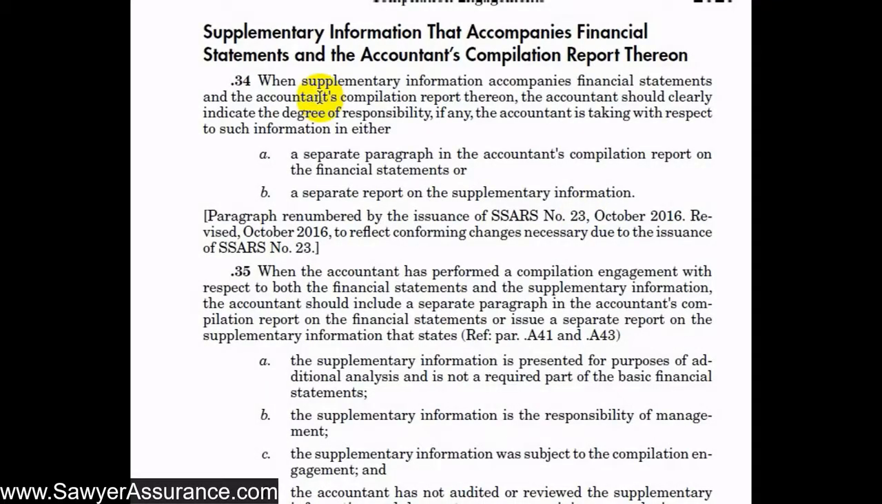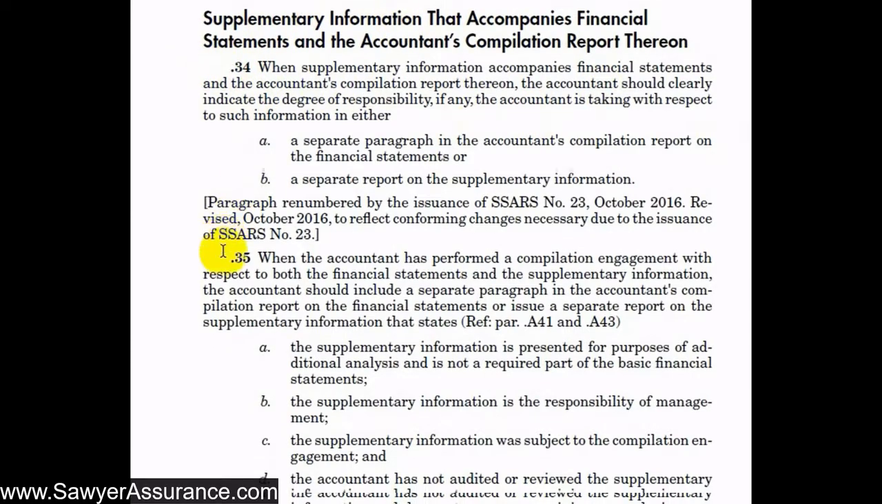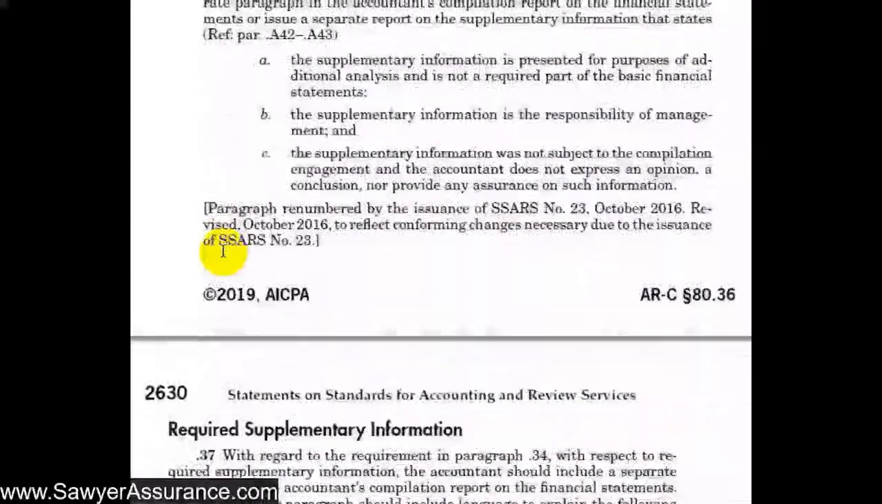Okay, here we're continuing in ARC section 80, and that section discusses performing compilation engagements of financial statements. And throughout the past few videos, we have been discussing the accountant's compilation report and what we should include in that report under different circumstances. And so for this particular video, the circumstance is that supplementary information has been included in the financial statements. So how should we modify our compilation report to reflect that supplementary information and the procedures that we performed upon it? And so this is in ARC section 80.34 through 36.